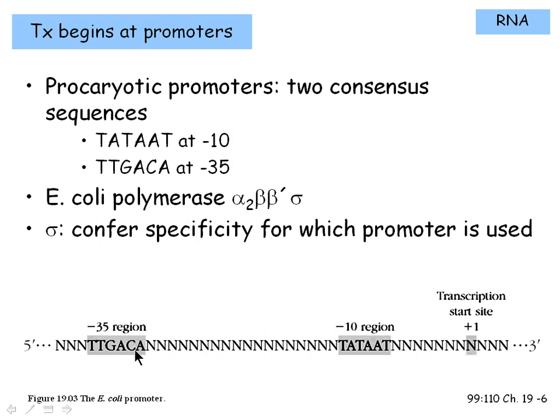In order to identify genes and select which ones to work on, the E. coli polymerase has several subunits. It's an alpha 2 beta beta prime tetramer with a sigma subunit. And the sigma protein contributes the specificity for which of the promoters this particular molecule of polymerase will be used. So there are different sigma proteins for different classes of promoters.